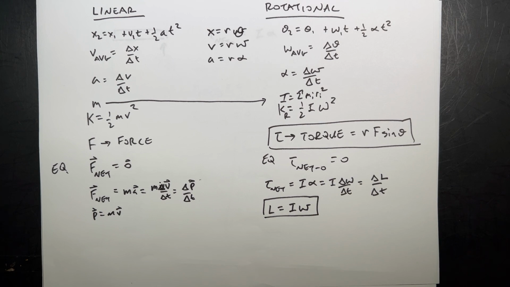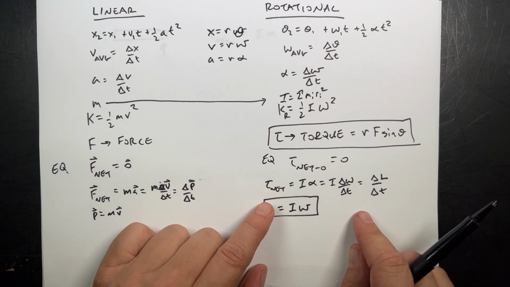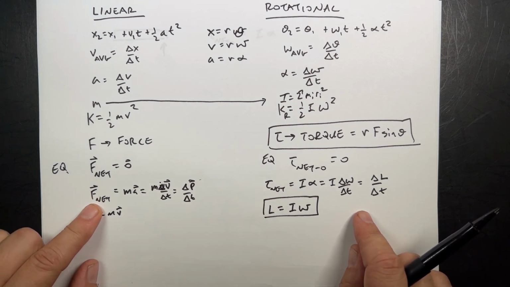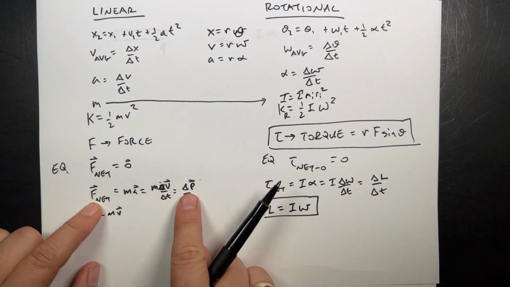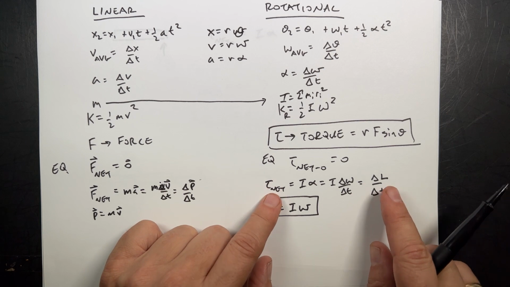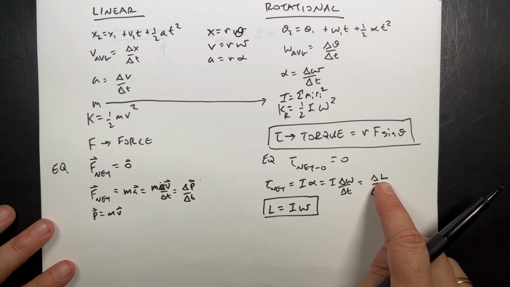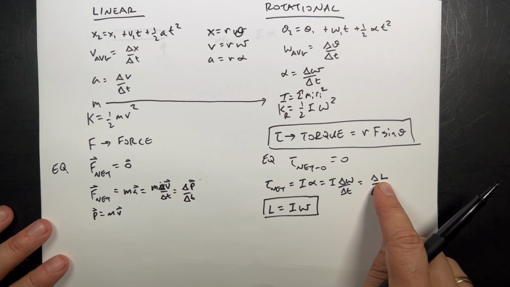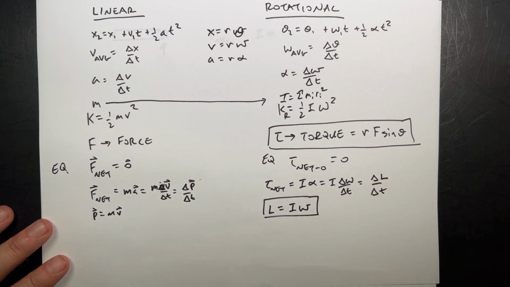Now, if I have a net force of 0 on a system, then the change in momentum is 0. We call that conservation of momentum. If I have a net torque of 0, then the angular momentum is constant. Conservation of angular momentum.